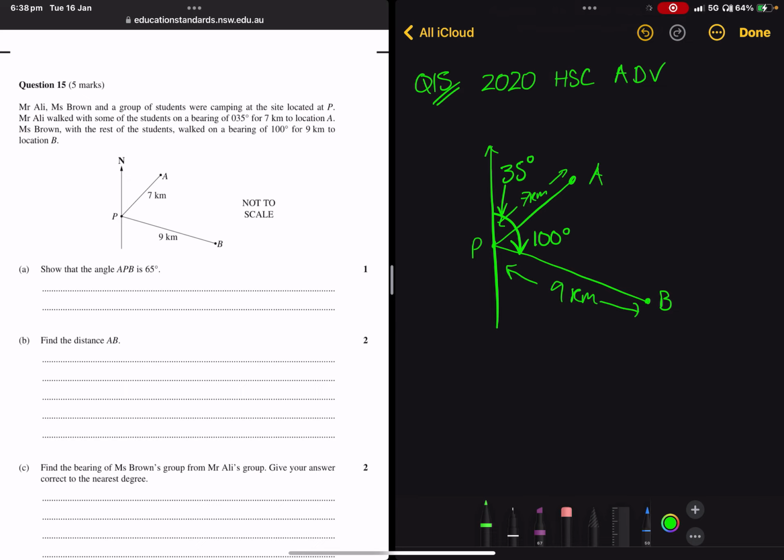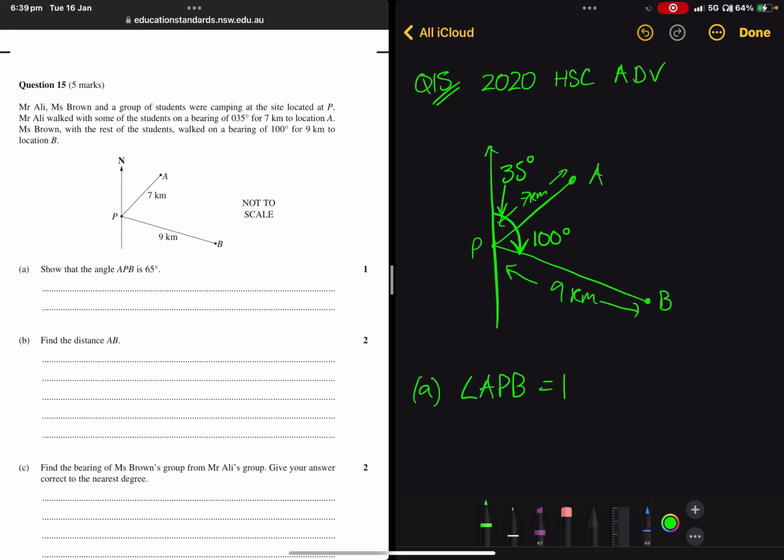So we have to show that angle APB is equal to 65. Well, angle APB is the angle formed by starting at A, moving to P, and then moving to B. Now, because we've been given the two bearings, we know that angle APB is going to be the difference between them. We were told this angle is 35 and this angle is 100. That means angle APB, when added to 35, must give us 100. So this is just going to be the difference.